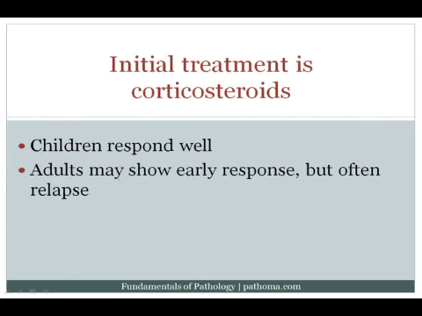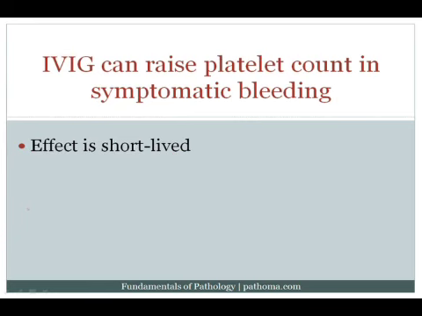The initial treatment of this disorder is corticosteroids. If a child needs corticosteroids, they tend to respond very well. Important to note that the adults with the chronic form can respond initially, but they often relapse despite the fact that they've been treated with corticosteroids. One of the interesting things that we can do is this: let's say the patient has a very low platelet count and is starting to bleed from multiple sites, and now you're worried that the feared complication of intracranial bleeding might occur, and you want to raise the platelet count.